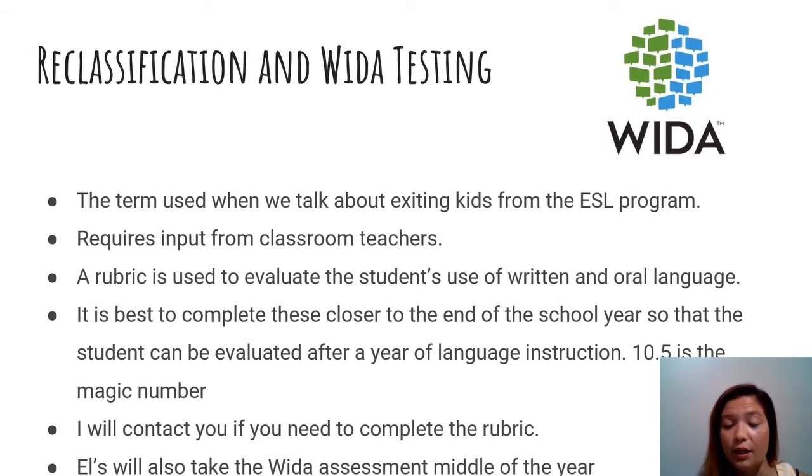If I feel that the student could be reclassified, I will hand you a rubric. The classroom teacher and myself will fill out a rubric before the test results come out. So I will take the scores of the 2 rubrics, including the ACCESS, and I will come up with a number. If it is 10.5 or above, the student can be reclassified. So if you need to complete the rubric, I will talk to you and walk you through that.